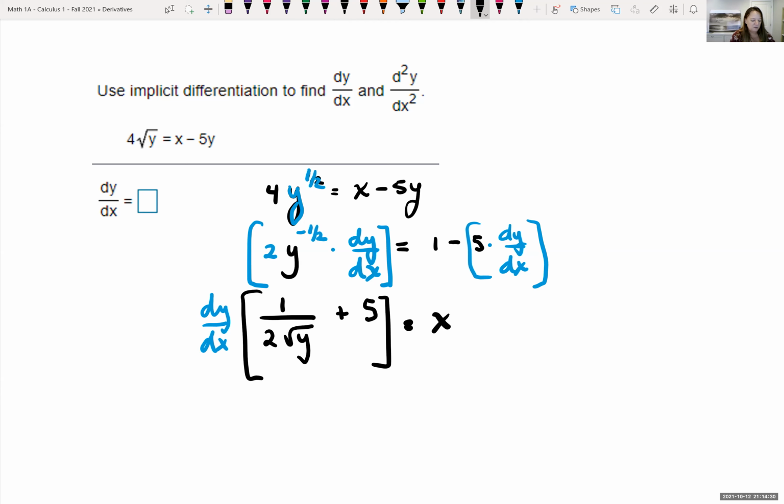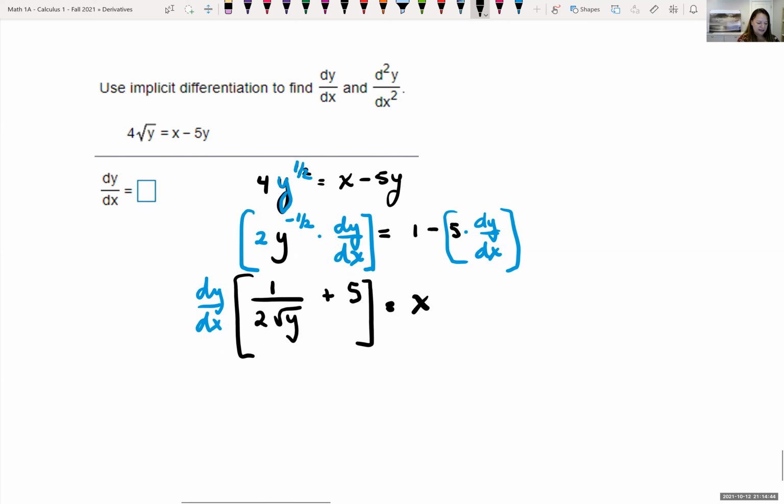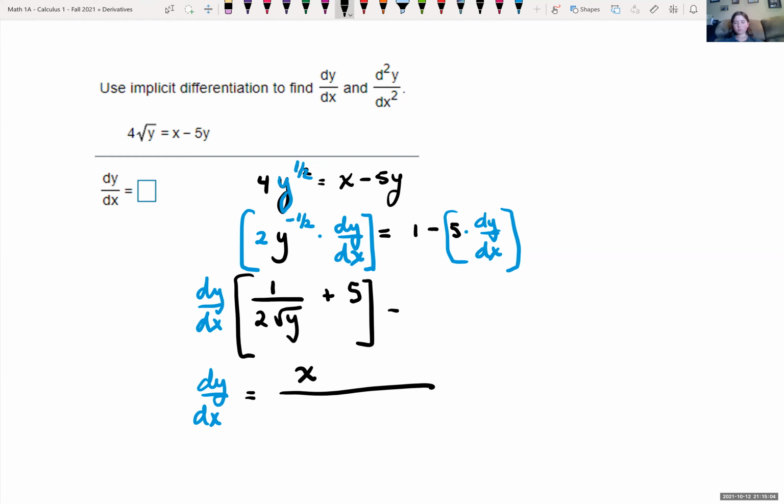So I just pulled every term with dy/dx to one side, pulled it out of both of those terms, and rewrote the left-hand side a little differently so that it didn't have a negative exponent or a rational exponent. And now we can divide both sides by that bracket. So we get dy/dx is equal to x. Wait, why is it equal to x? Oops, not x. It should be equal to 1. Thank you. I don't know why I put x.